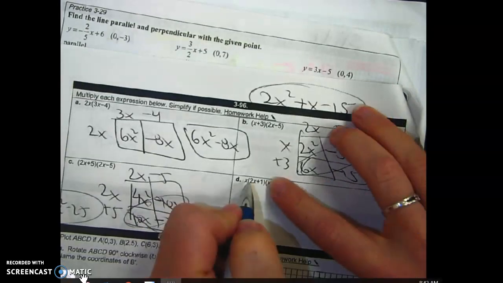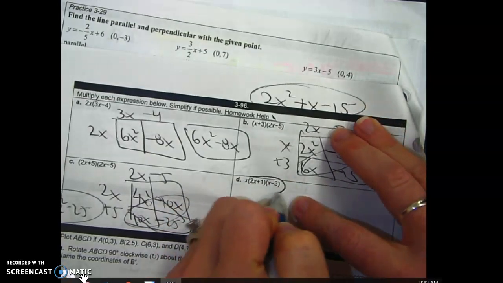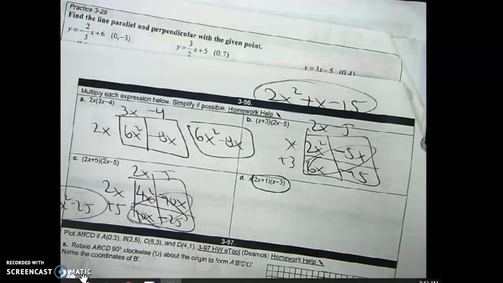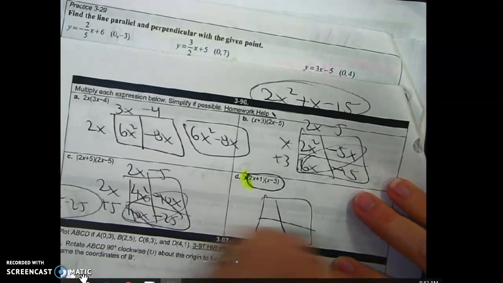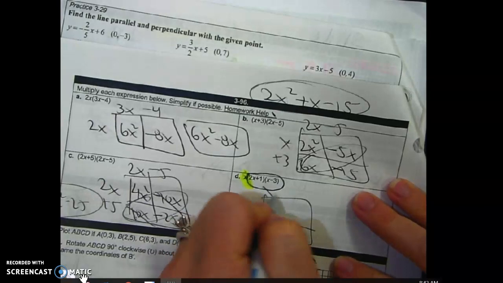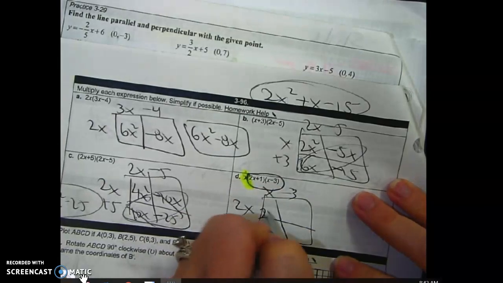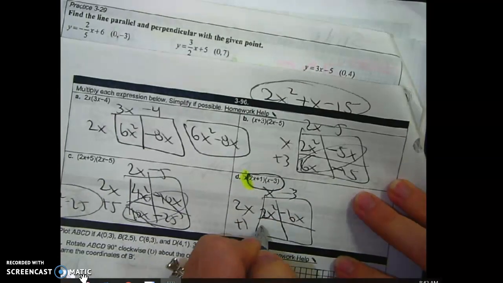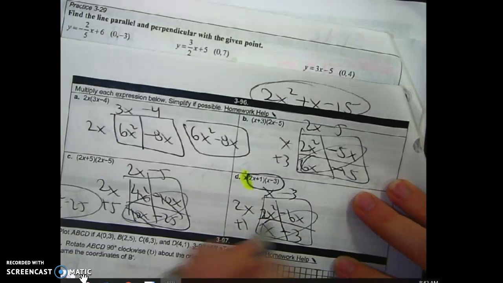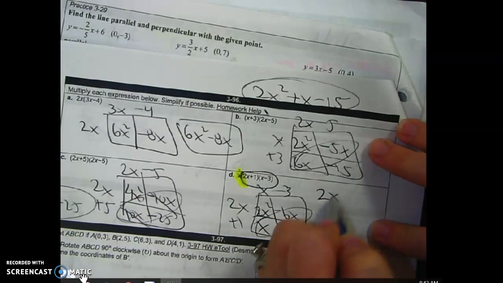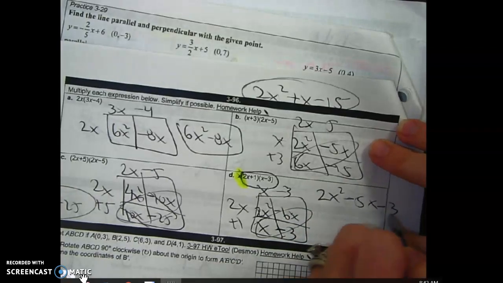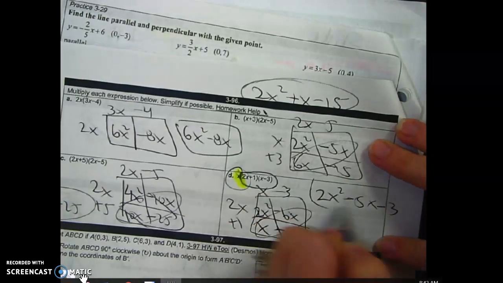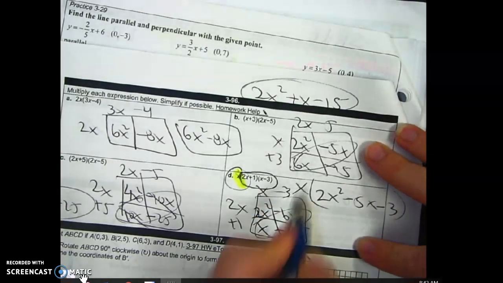This one's a little bit more difficult. So this one, I'm going to take care of the box here, and I'm going to worry about this later. Okay, so I'll do my box. 2x plus 1, x minus 3, 2x squared minus 6x, x minus 3. I'm left with 2x squared minus 5x minus 3. And then now multiply that by x.